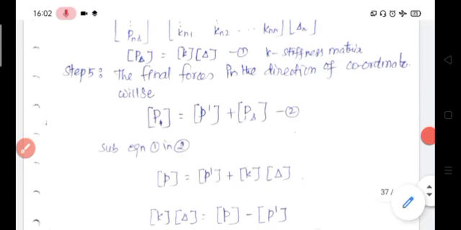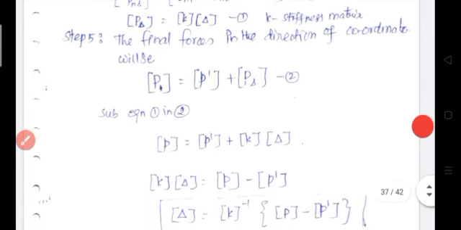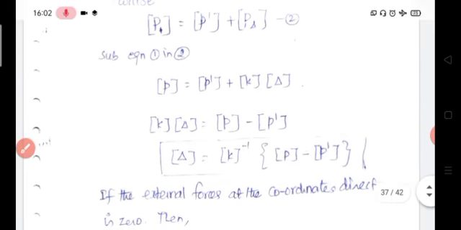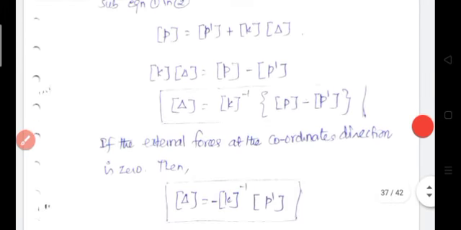So substitute equation 1 in equation 2. The final force P matrix is equal to P dash matrix plus K matrix into delta matrix. Finally K delta is equal to P matrix minus P dash matrix. Finally the displacement delta is equal to the stiffness inverse matrix into the total force matrix minus P dash matrix.